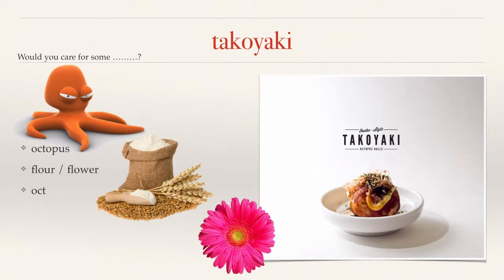Takoyaki, takoyaki. We can see here an octopus, some flour, a flower, and the word OCT. Takoyaki in Chinese is 章鱼小丸子. So obviously it is made out of octopus.